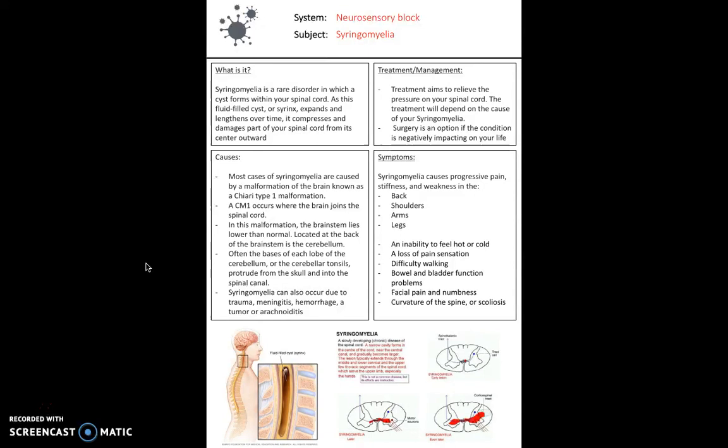In terms of treatment, it aims to relieve the pressure on your spinal cord, so the treatment is very much related to the cause, so it's cause dependent, but surgery is an option if the condition is having a negative impact on your day-to-day life. Obviously, it concerns the spine, so therefore you're thinking about back pain, shoulder pain, arm and leg pain, and also an inability to feel hot and cold and a loss of pain sensation. So all those things that you'd associate with the vertebral column fall into the symptoms.